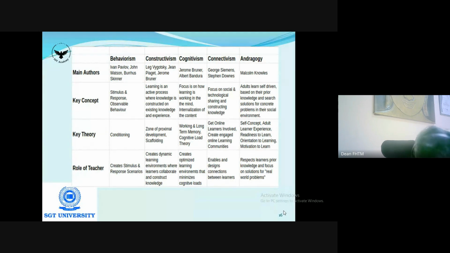So you can see what the key theory in behaviorism is. It is conditioning. In constructivism, it is zone of proximal development, scaffolding. In cognitivism, it is working and long-term memory, cognitive load theory. In connectivism, it goes online. Learners are involved, creating engaged online learning communities. So these kinds of things. As a teacher, what would your role be, depending on which theory you are adopting? It is also mentioned there.